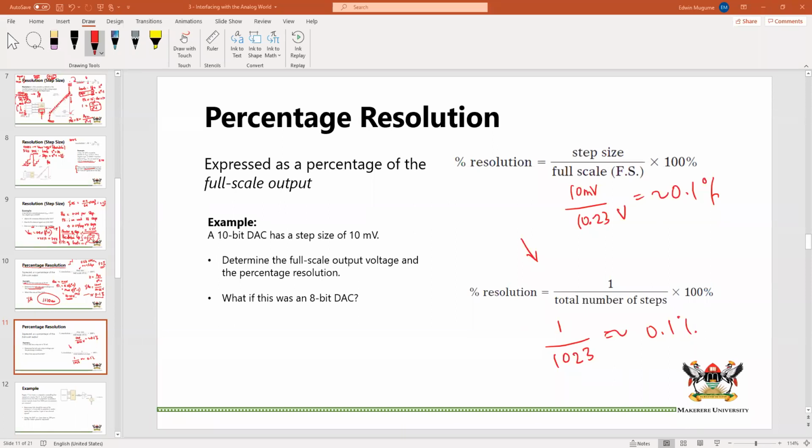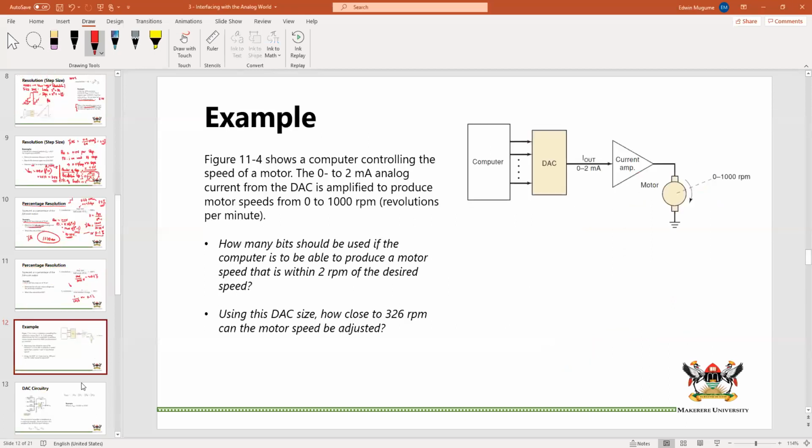Okay, so that now is out of the way. Let us look at an example from the book. We have this figure. It is a computer controlling the speed of a motor. This is the motor speed. And so we have a signal coming from the computer.